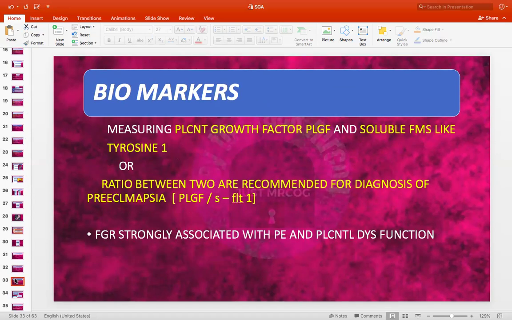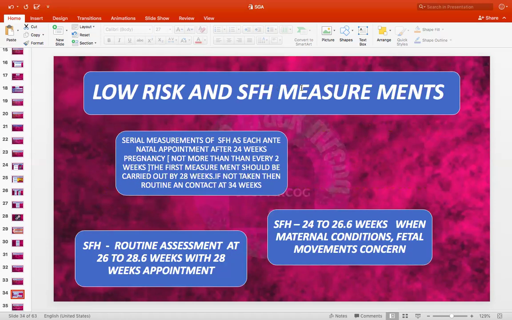Now, what about low risk? When there is no risk and the patient is low risk, then we offer symphysis fundal height measurements. This is serial measurement of SFH at each antenatal visit after 24 weeks, not before 24 weeks. The interval between two measurements should be at least 2 weeks. The first measurement should be carried out by 28 weeks. It's a myth that we start from 24 weeks. No, we perform it by 28 weeks.